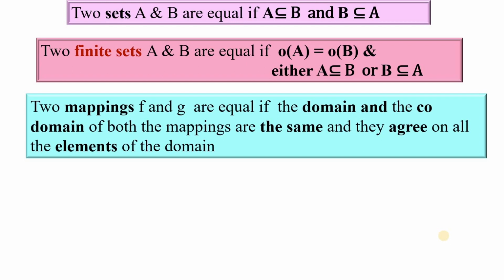Now, in the case of two mappings, we say that two mappings f and g are equal if the domain and the codomain of both the mappings are the same. That is, we need to have f to be a mapping from the set S to T, then g should also be a mapping from the set S to T. So we need to have the domain and the codomain of both the mappings to be the same, and they should agree on all the elements of the domain, meaning that f of x should be equal to g of x for every x belonging to the domain of f and g, namely S.